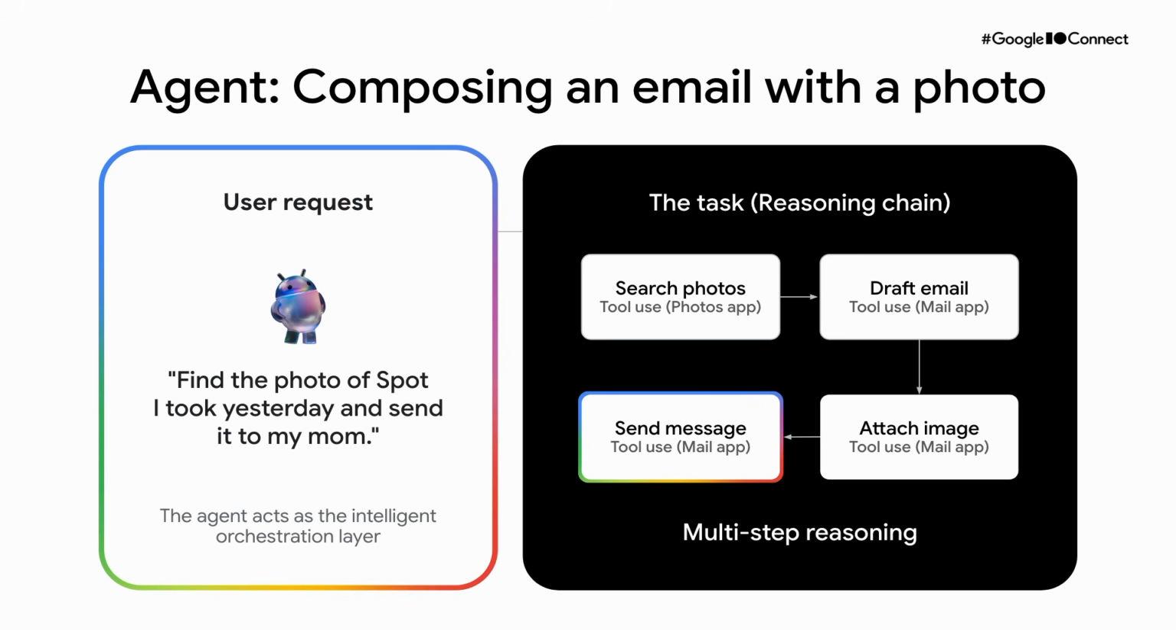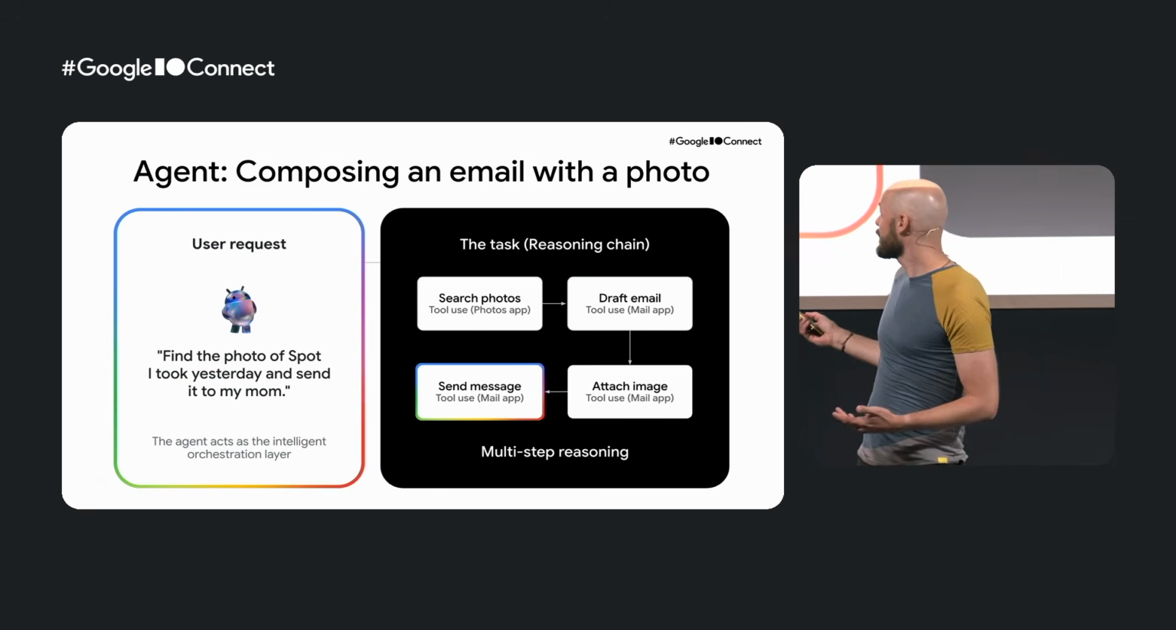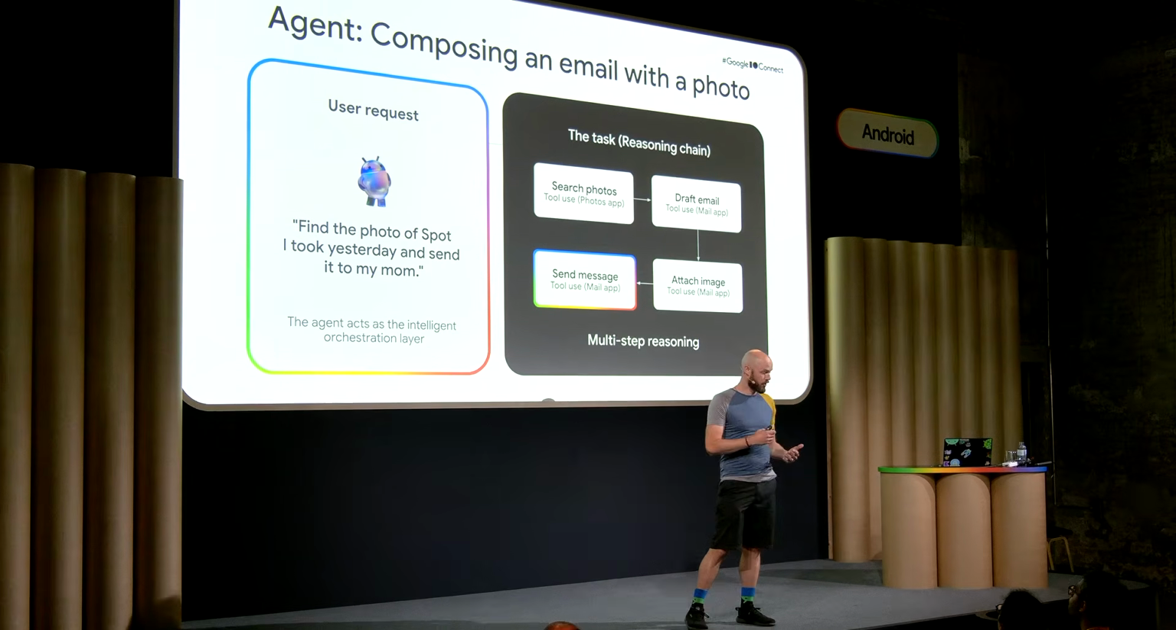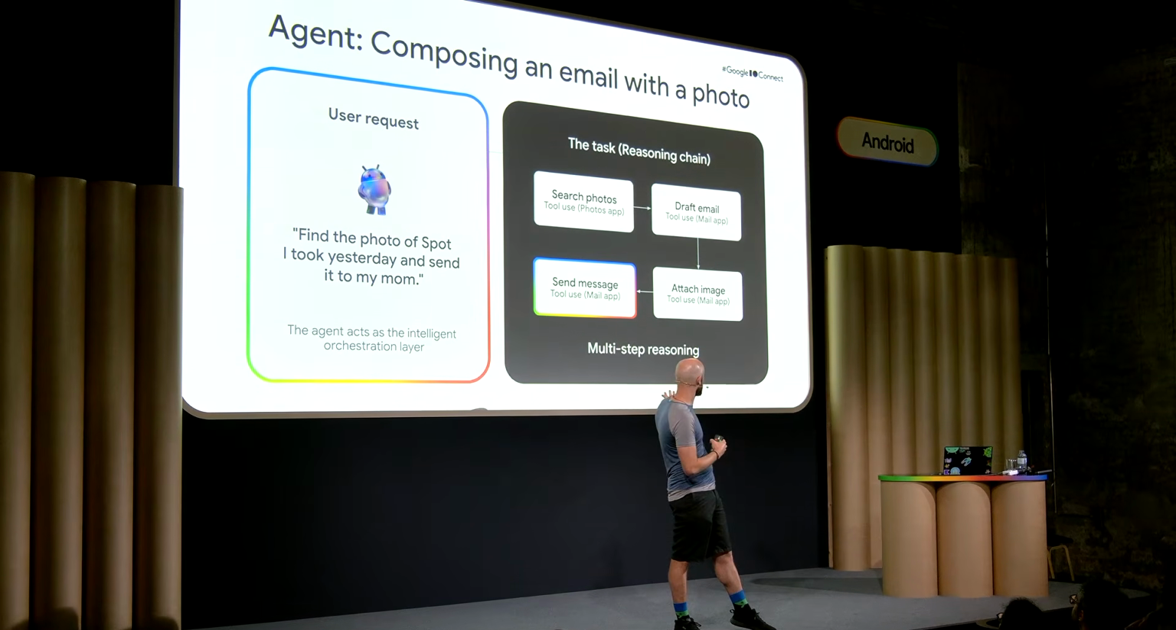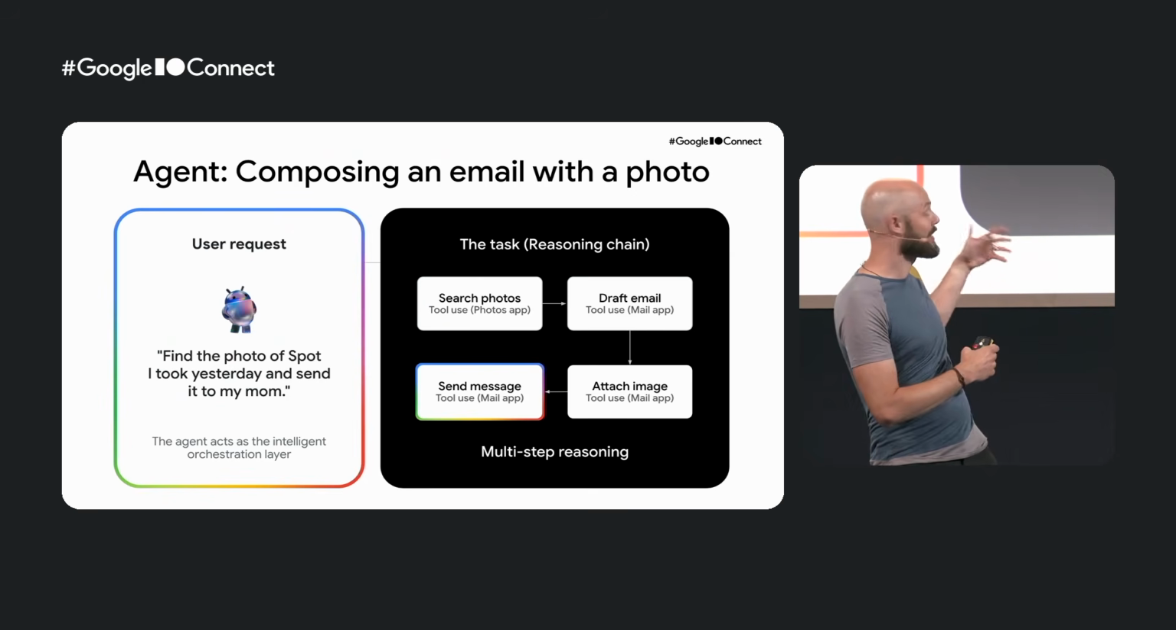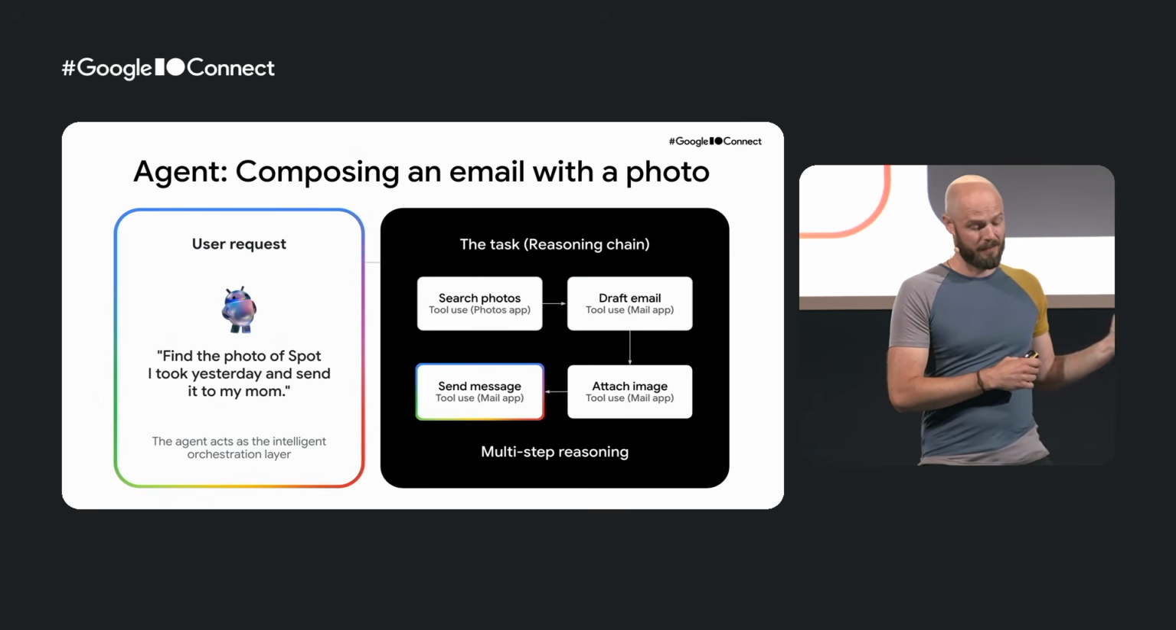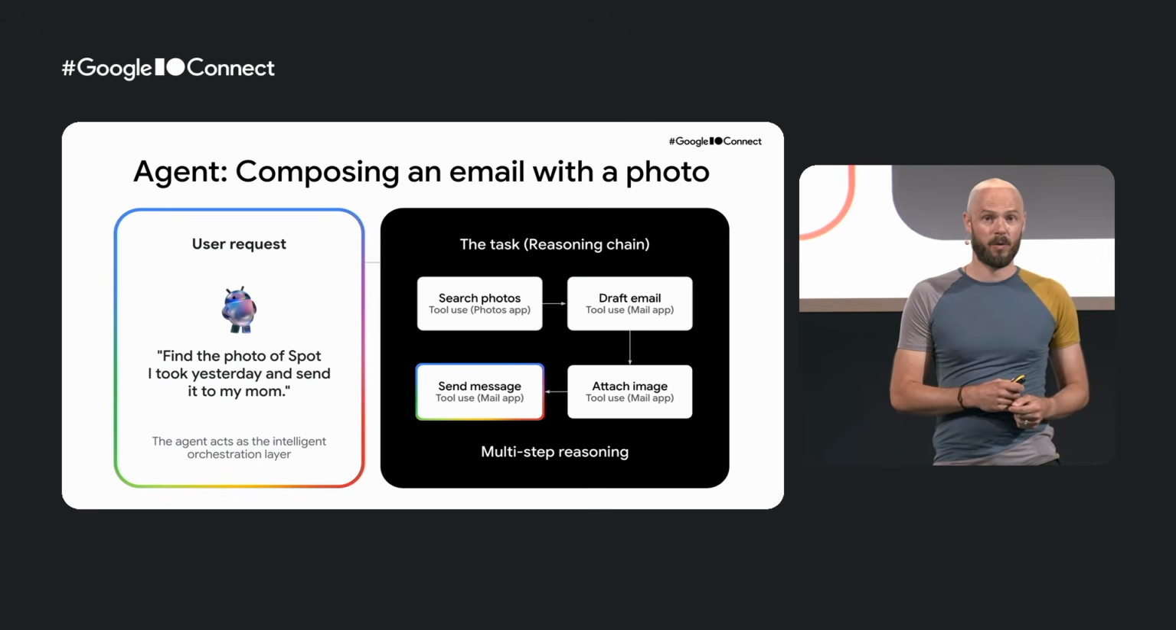So Gemini can already understand and analyze screens. It can navigate through complex tasks and fulfill requests on behalf of your users. A user could say something like, hey, find a photo of Spot that I took yesterday and send it to my mom. That's a thing I can do myself, but Gemini can already do that on your device, and it identifies and orchestrates that task. So it looks for the photo in the Photos app, then it drafts the email, attaches an image, and then sends that message. This is multi-step reasoning with cross-app task fulfillment.